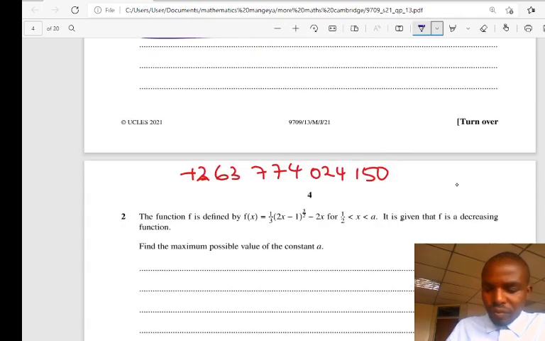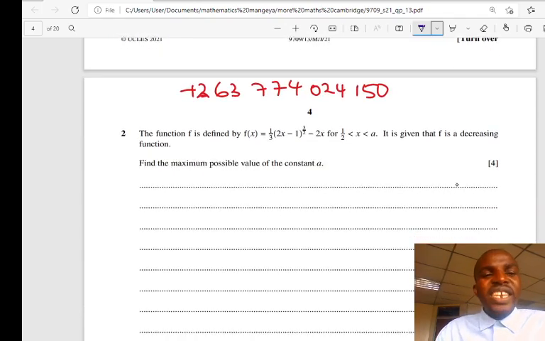Question number 2. The function f is defined by f of x is equal to 1 over 3, 2x minus 1 to the power 3 over 2, minus 2x, for x lies between half and a. It is given that f is a decreasing function. Find the maximum possible value of the constant a.